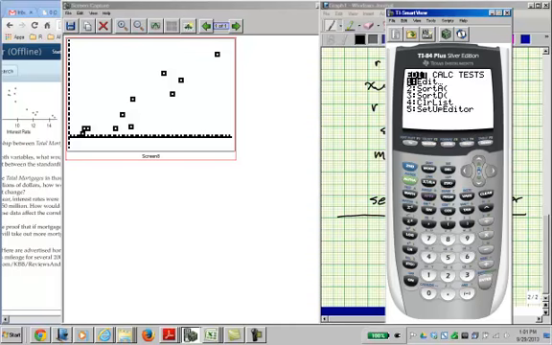Now we're going to hit stat, calc, 8, linreg. It defaults to L1 and L2. If you are using anything other than L1 and L2, then you must put them in. So I hit enter. Okay, so here's what I got. Correlation is 0.93. That's quite strong.